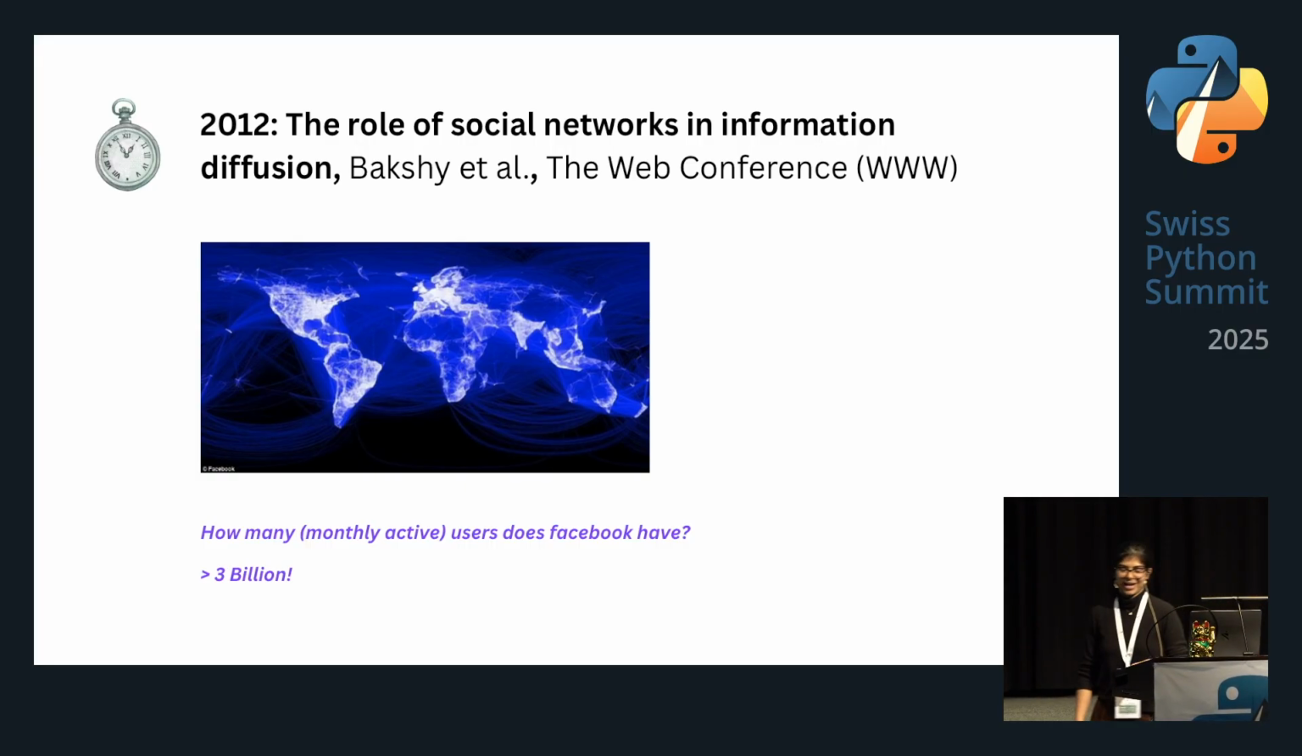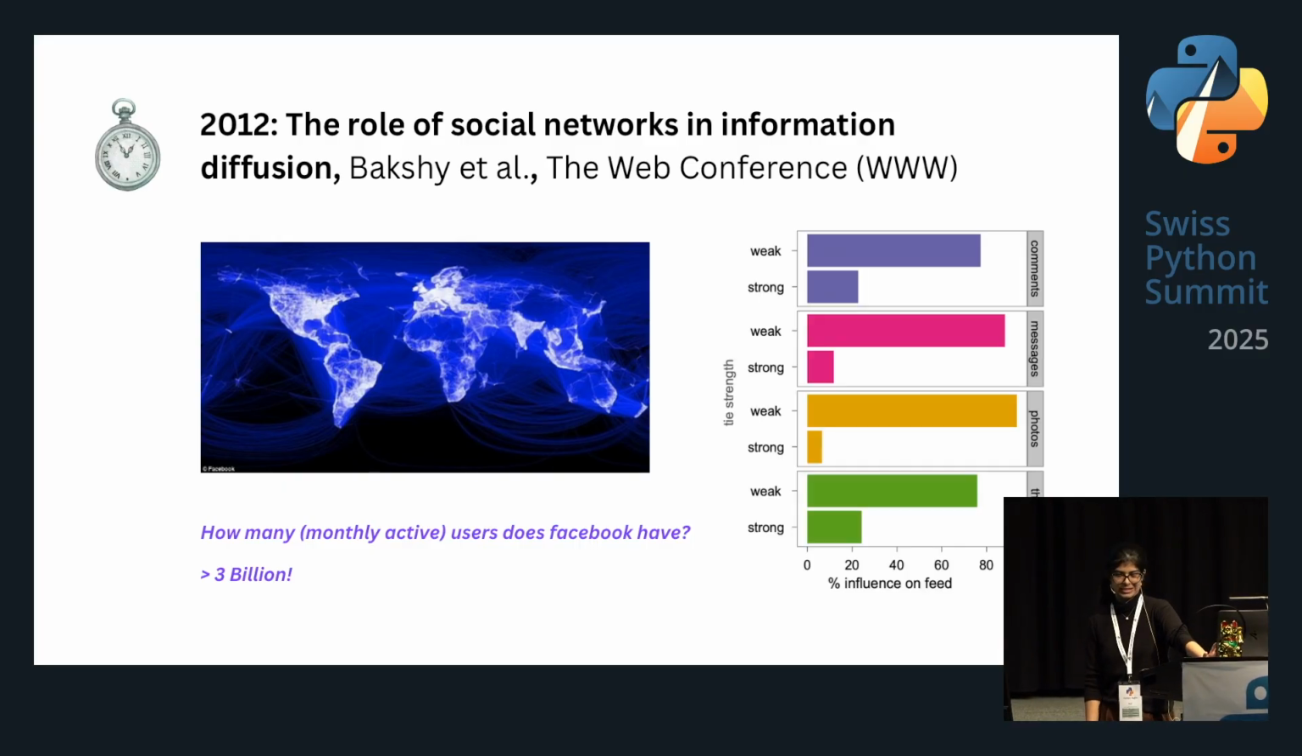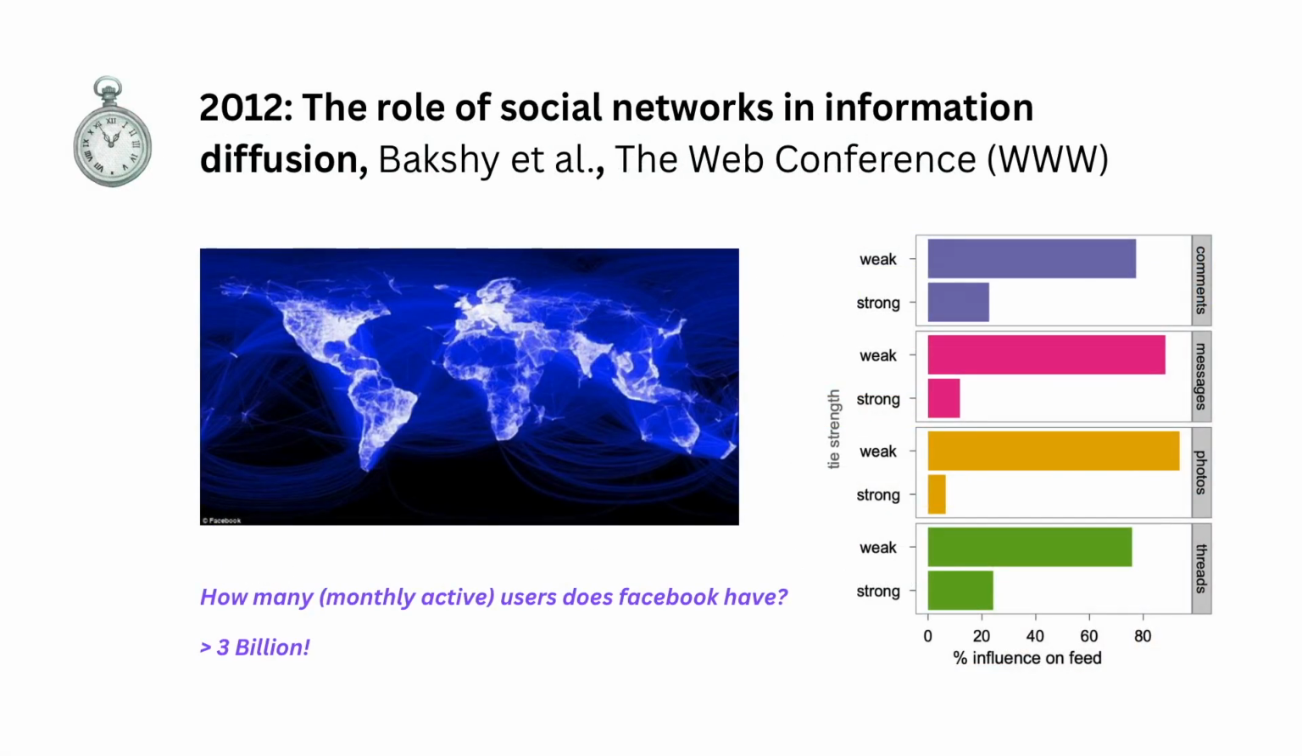Yay. And in this paper, they found out that the influence these strong ties and weak ties have on your feed are pretty different. If you look at this plot, you have comments, messages, photos, and threads. Threads are like when you have a conversation within a post comment section, things like that. And they found out that weak ties actually have way more influence than your strong ties do. And it's not entirely counterintuitive. The first thing itself is that you have way more weak ties than you have strong ties. Well, that was slightly surprising.